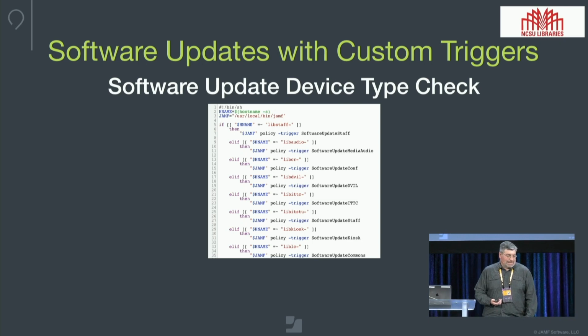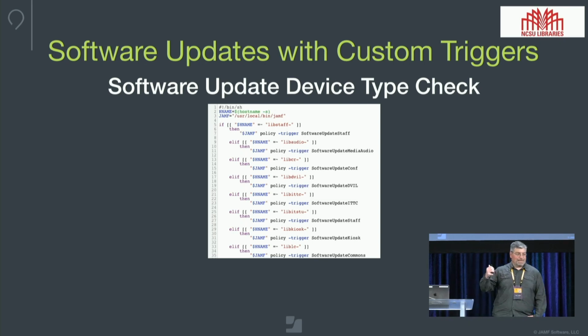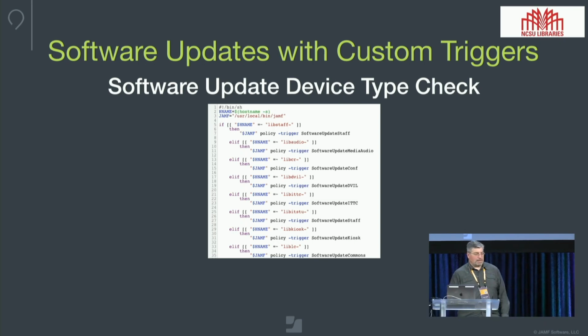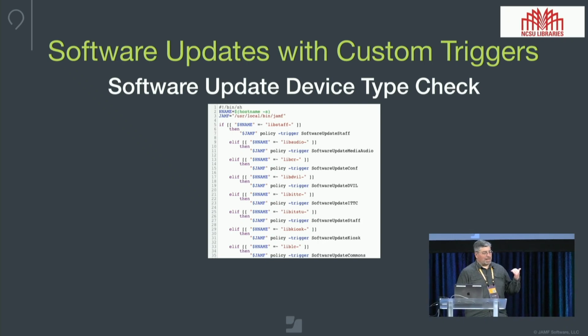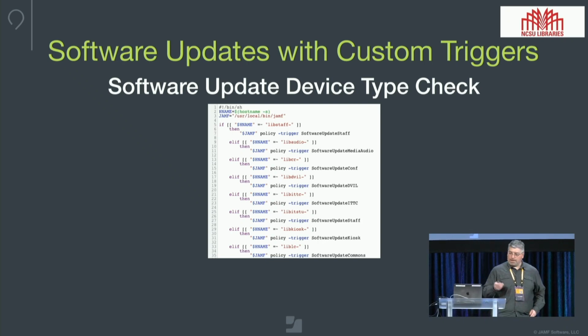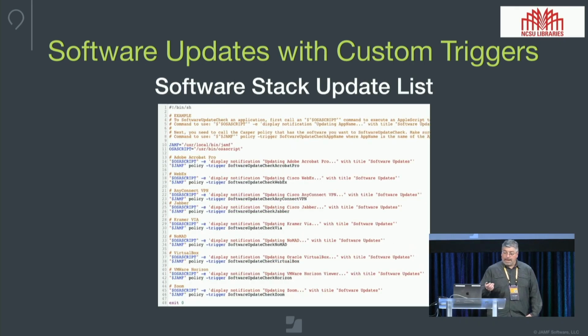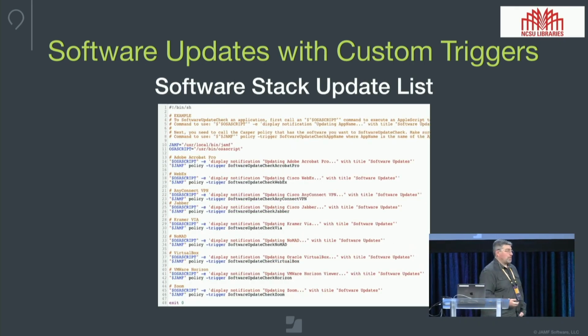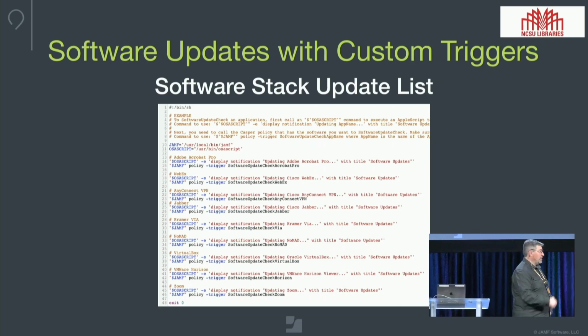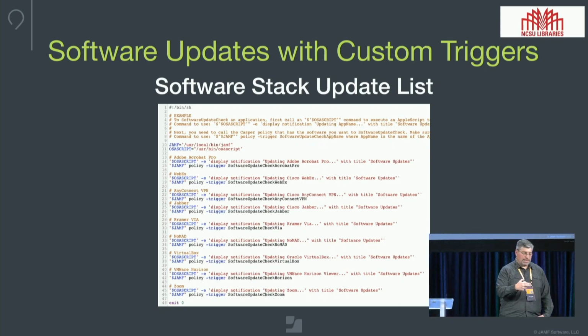All right, and this is the software update device type check. This should probably look very familiar to you because we've got this matching my software install policy where I've just taken the list and replaced install with software update. It runs through the list, executes those policies, and so on and so forth. Life is wonderful again. And then I have my software stack update list where I have these software stacks that are defined for each type of device, and each of these executes that script that you saw when checking for the version in each of these.